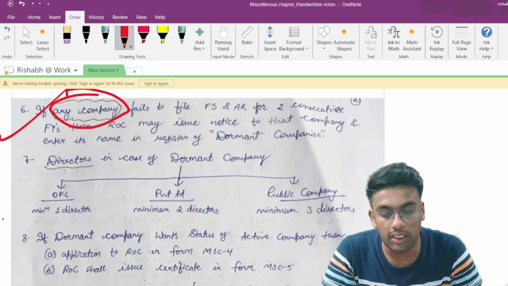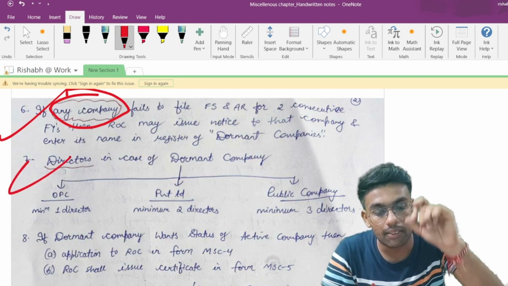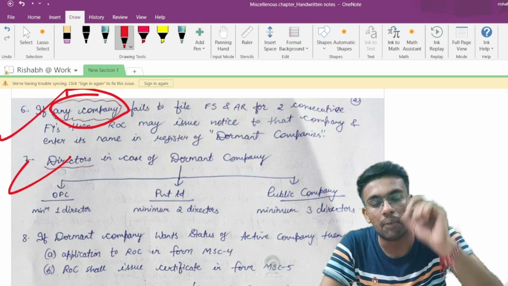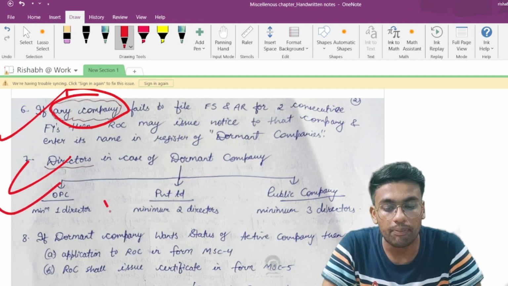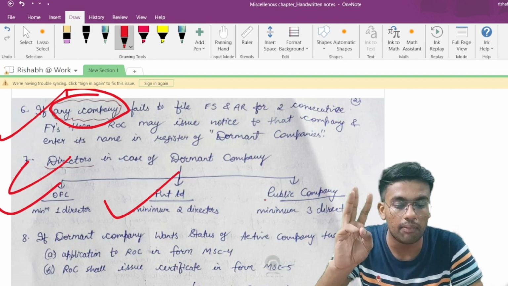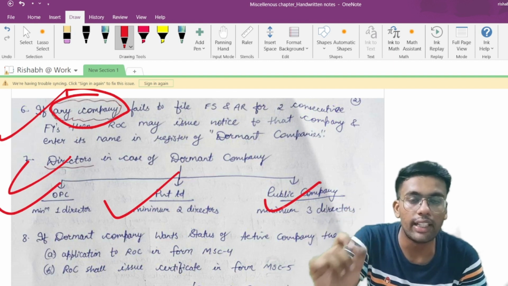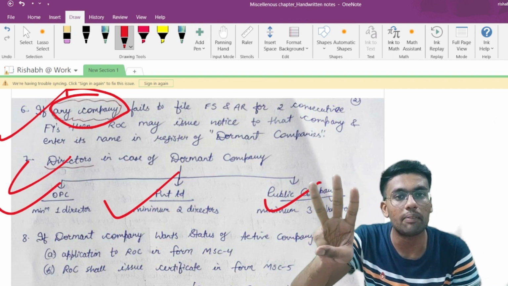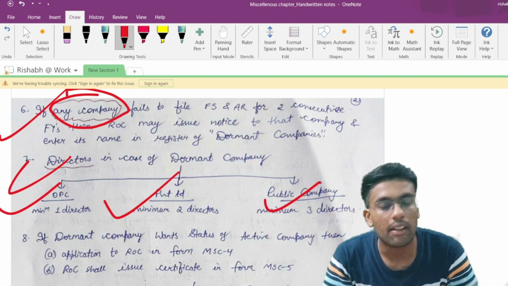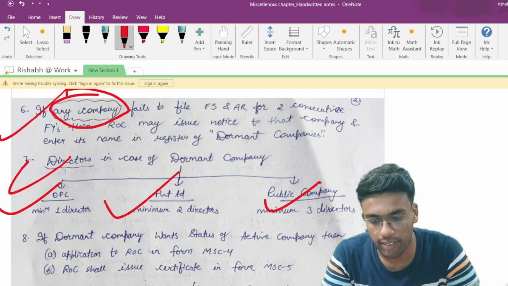Now, directors in the case of a dormant company. This question was asked in my examination: what is the minimum number of directors in a dormant company? For a one-person company it is 1 director, for a private company 2 directors, and for a public company 3 directors. This is the same as what we learned in chapter number 1, the appointment of directors. Whether it is a dormant or another company is not relevant.